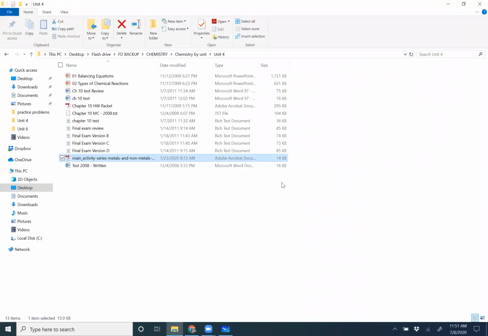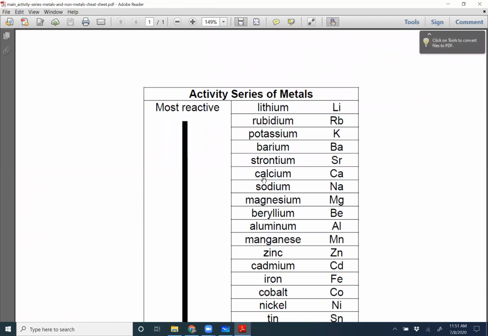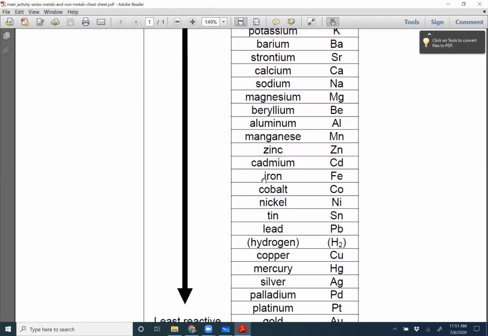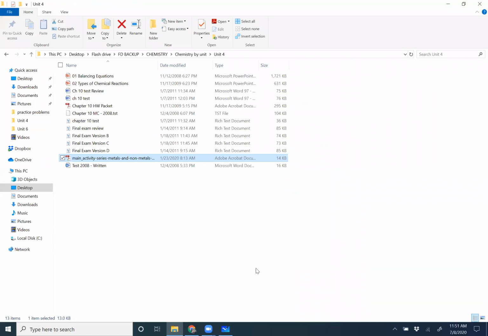So in the reaction we just did, we looked at zinc attacking a silver compound. And you'll notice that zinc is higher than silver on the activity series. So zinc can replace silver.